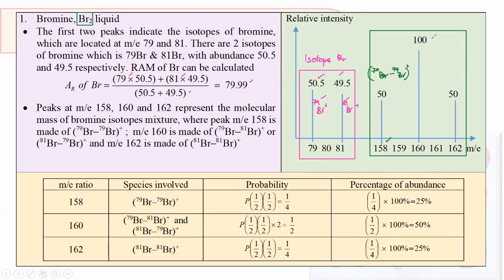And what makes up M over E 160? So you have 79 Br, 81 Br. This is the first possibility. Or you have 81 Br, 79 Br plus here. And finally, what makes M over E 162 is 81 Br plus and 81 Br. Okay, so how do you get a peak ratio of 50, 100, and 50 in here?